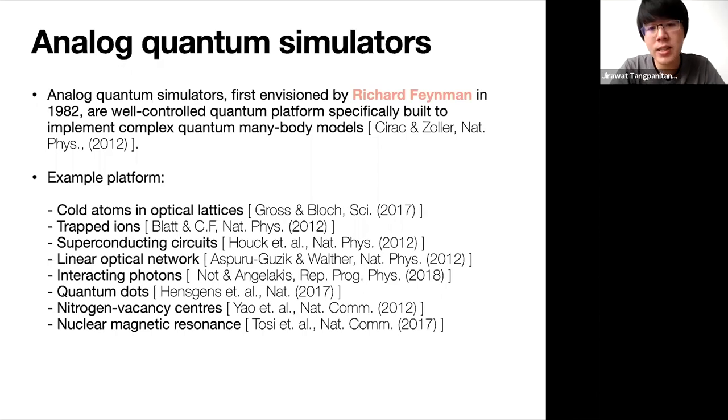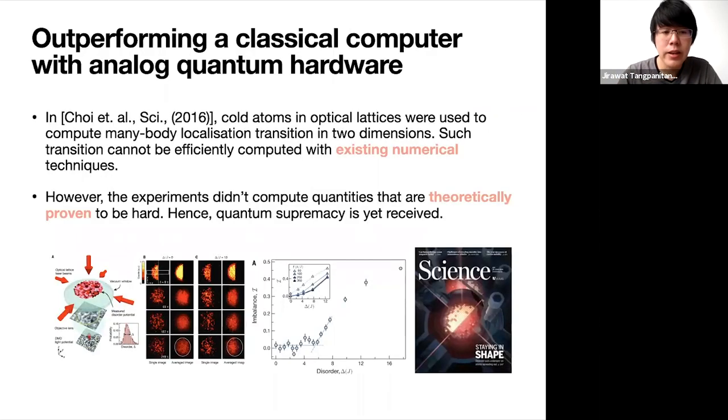So this brings us to another very exciting field of research, which is the analog quantum simulators, first envisioned by Richard Feynman in 1982. These are well-controlled quantum platforms that are specifically built to implement complex quantum many-body systems. Up to date, there are various platforms that allow you to do so, be it cold atoms in optical lattices, trapped ions, superconducting circuits, linear optical networks, interacting photons, which we worked on a lot in the past and now as well, quantum dots, NV centers, and NMR. In analog quantum simulation, there already exist experiments that can beat existing numerical techniques. For example, in this experiment by Immanuel Bloch to probe the two-dimensional many-body localization transition.